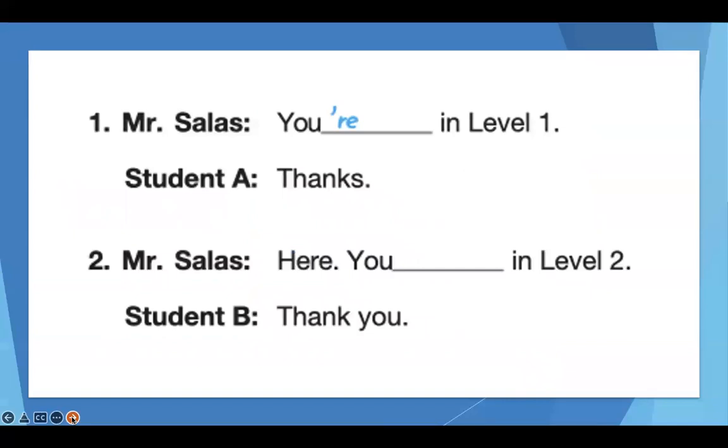All right, here are some examples. Mr. Salas says, you're in level 1. And student A says, thanks. Now Mr. Salas is talking to a second student. Here, you, and then what do we need here? What 2 letters? Or what word? So we need the word are, and we can do apostrophe RE. Here, you're in level 1, level 2. And student B says, thank you.